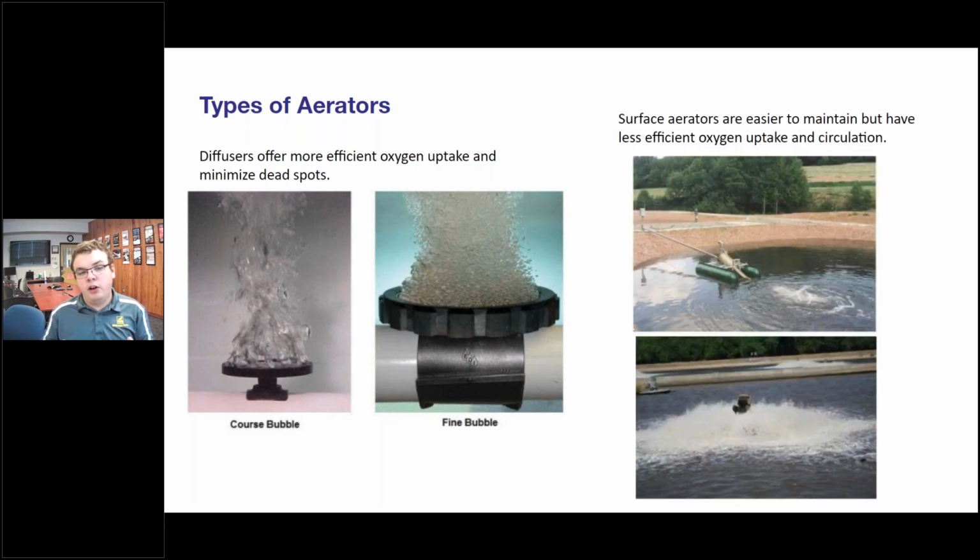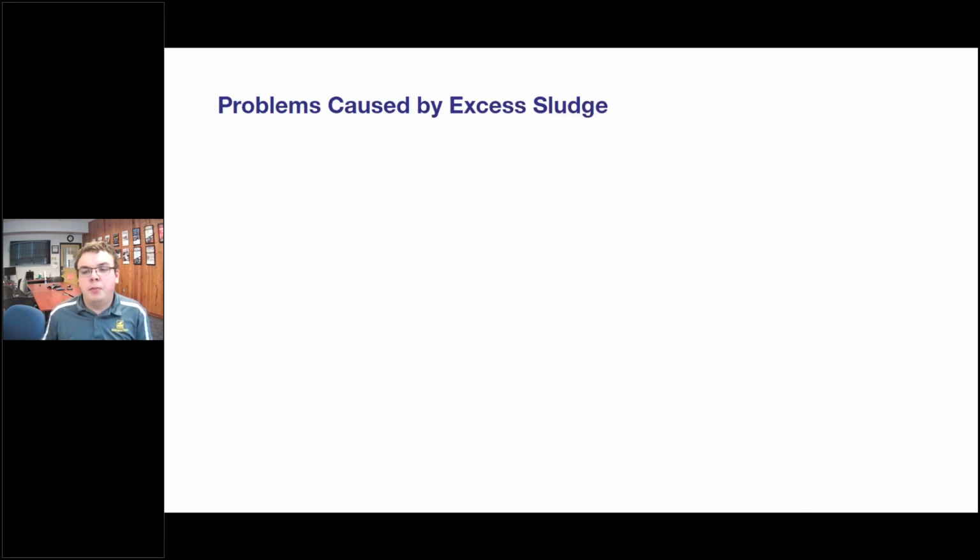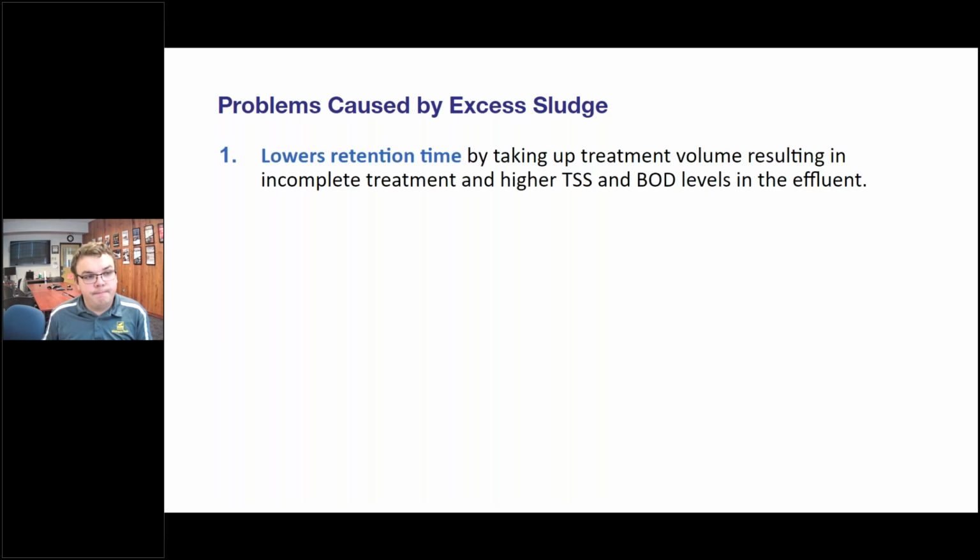You also get surface aerators, which are easier to maintain because they're at the surface. However, they're only circulating what they can reach. So there's less oxygen coming in, and there's less circulation in general as compared to a big system of diffusers across the bottom. So what are some problems caused by excess sludge?